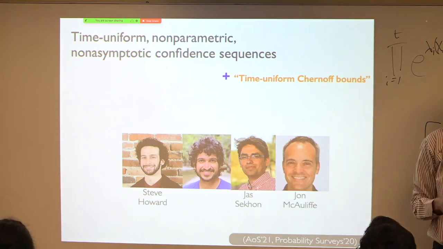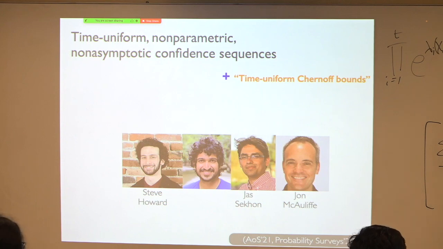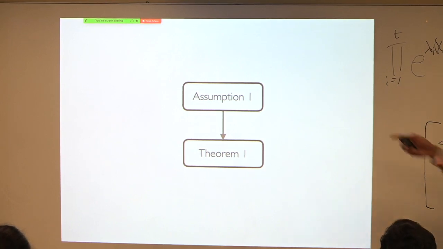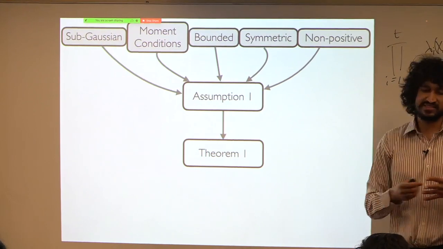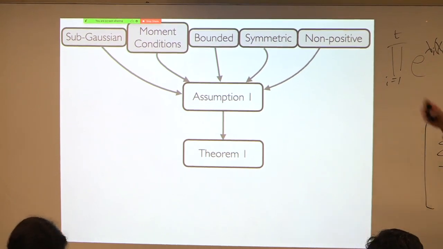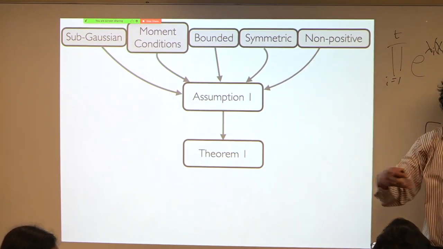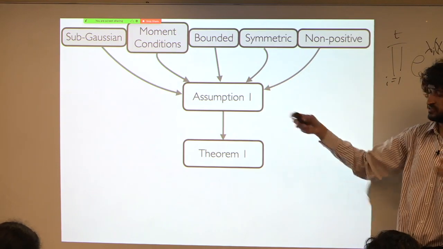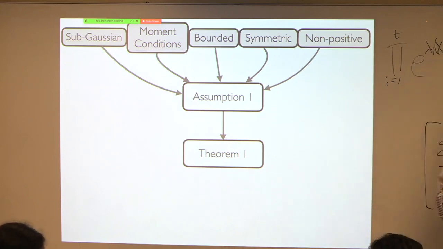The time-uniform Chernoff paper is actually a long paper, like 50 or 60 pages, but it's very simple. It only has one assumption and one theorem. And as mathematicians, we like papers that have an assumption and a theorem. What's nice about this assumption is that it is satisfied by tons of other assumptions that people make in the literature. When you have nonparametric concentration, people say, let's assume my data is sub-Gaussian, or it has some bounded moments like a second moment, or maybe the data is symmetric, or some other nonparametric condition on the data. Those conditions actually imply our condition, so our assumption is easily satisfied in many cases.